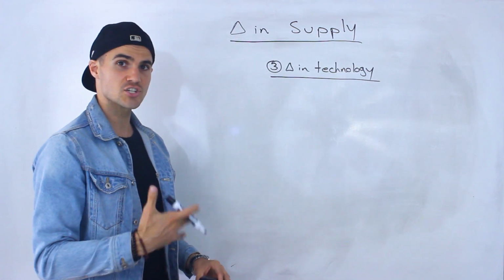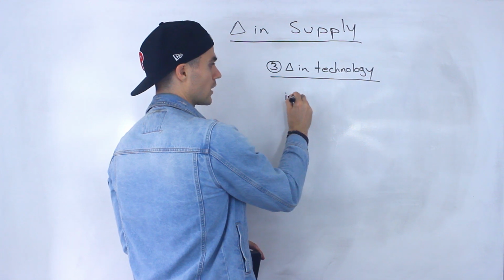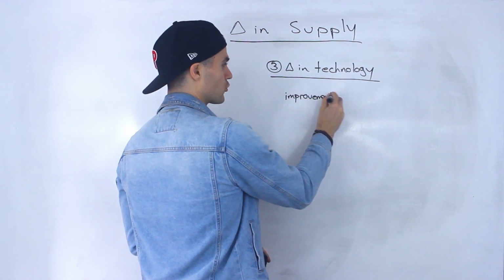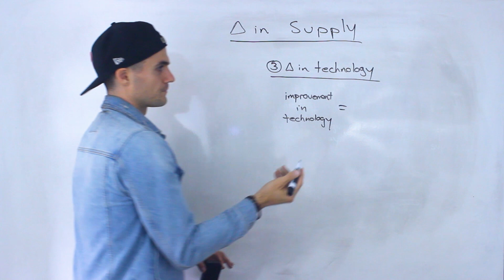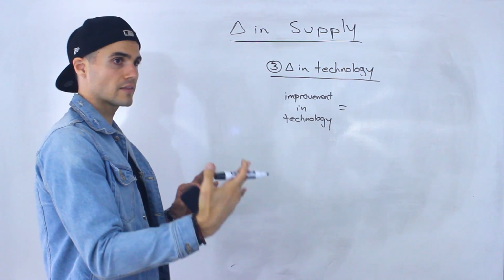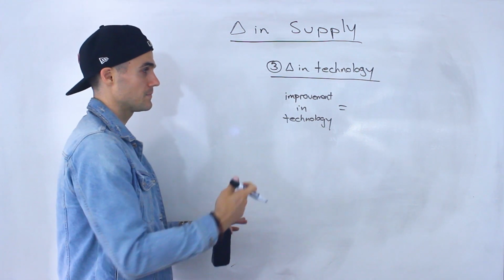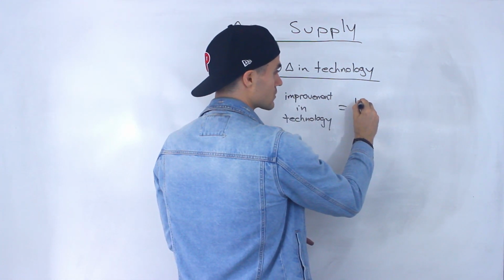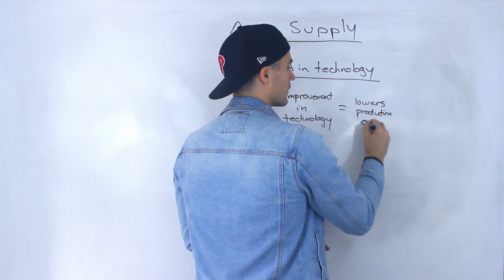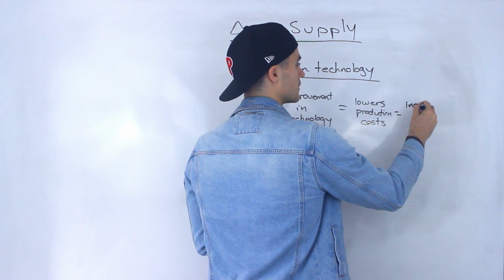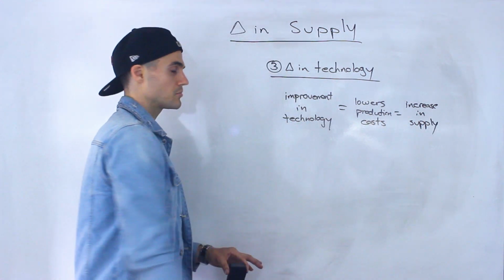Now, the third factor is a change in technology, and technology really goes only one way. So it really only improves. So an improvement in technology, what that's going to do for a producer is either bring their production costs down or allow them to produce more output, right? So both of them are kind of connected. So an improvement in technology, just overall, lowers production costs. And so that's going to increase the supply of a product. It's going to shift that supply curve to the right.